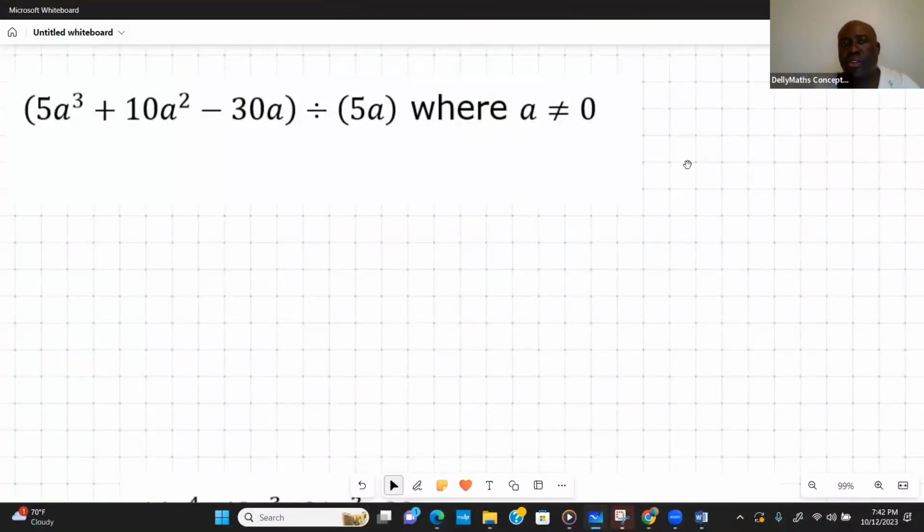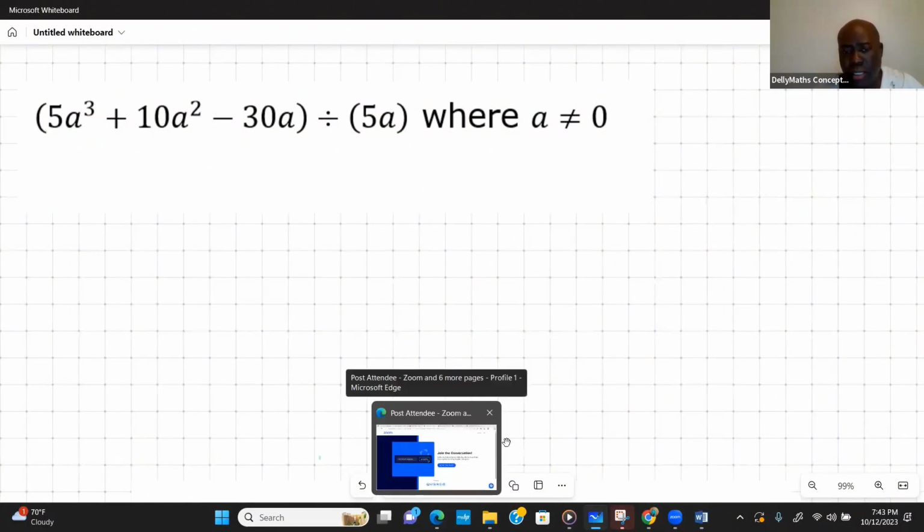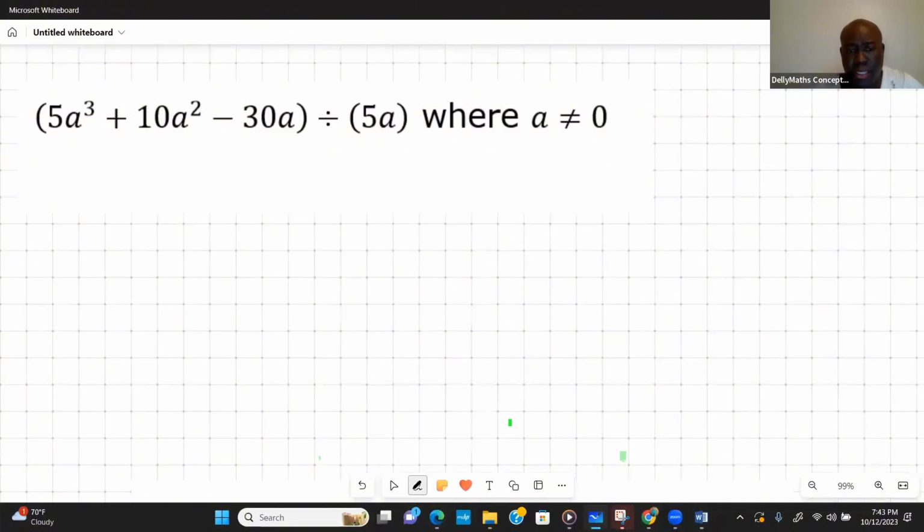Today we're dividing polynomials, right? So in dividing polynomials, as you can see, we have 5a to the third plus 10a squared minus 30a, and this is being divided by 5a. The basis for a problem like this is that we're going to take the divisor, which in this case is the 5a, and we're going to divide it into each of these monomials here that made up this trinomial.